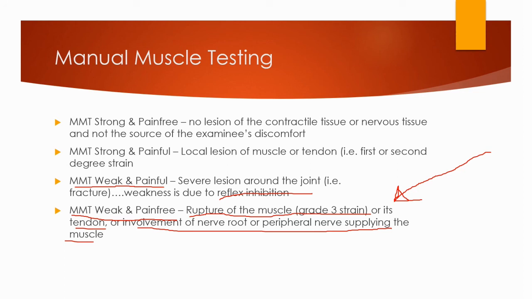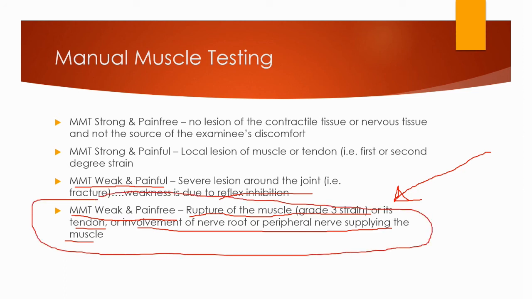So these are some typical patterns that you will see. The examinee will be strong with no pain. The examinee will be strong but reports pain. The examinee will be weak and reports pain, or the examinee will be weak in the absence of pain, and only one of these four, according to the AMA guides, qualifies for permanent impairment.